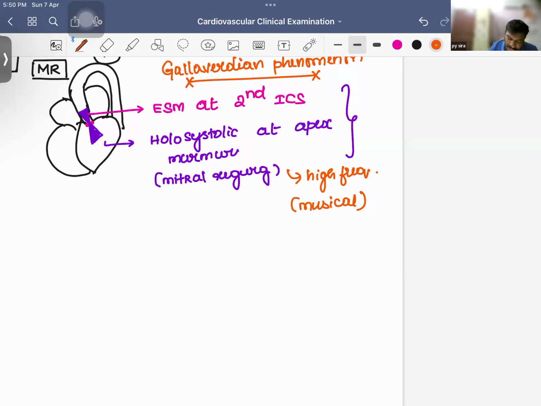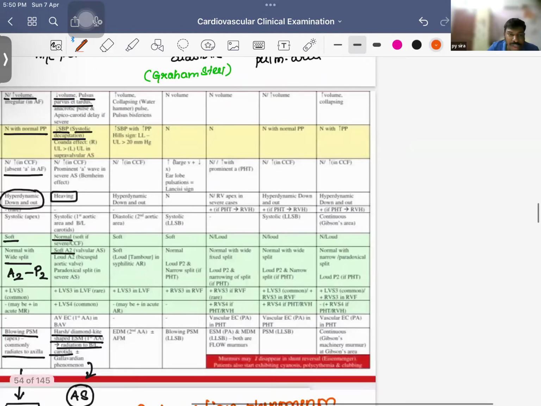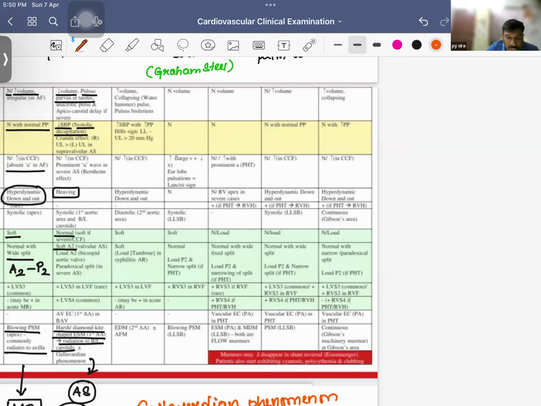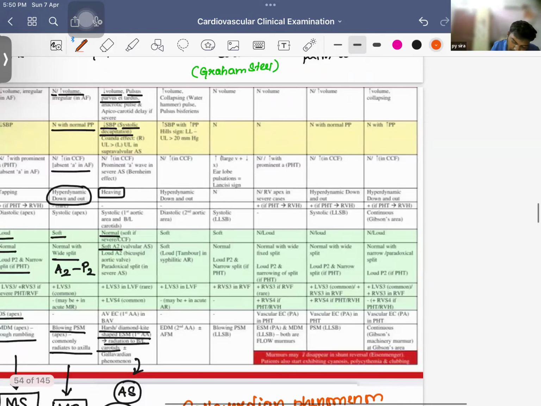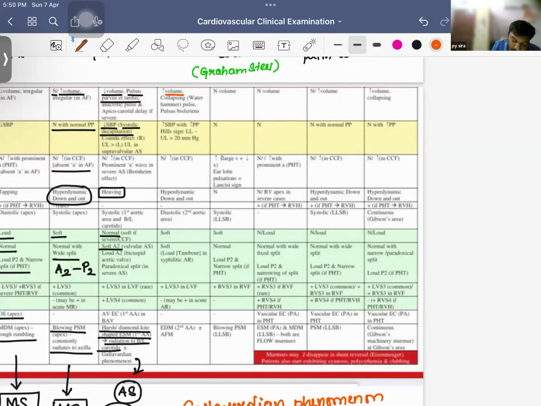Okay, next a patient is going to come to you. This patient is going to have increase in the volume of the pulse, collapsing pulse is there, pulsus bisferiens is there. Okay, double apical impulse is there, double peak in the systole will be there, and the patient will have a high systolic blood pressure with a low diastolic blood pressure, and increase in the pulse pressure will be there.